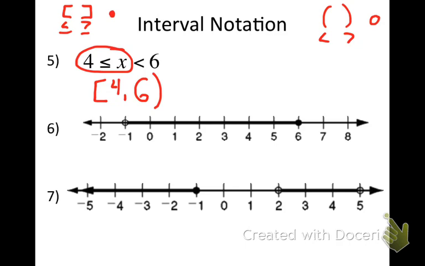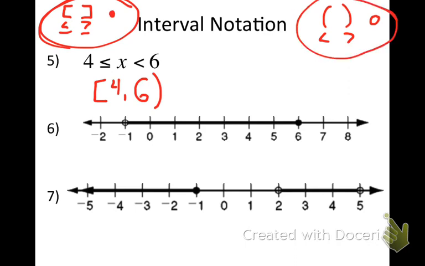It's including it. The next part here, x is less than 6. It's not less than or equal to. It's just less than. So it's everything up until 6. So that's where I use the parentheses. It's excluding the 6, but keeping everything before it. So here's kind of your keys right here. Using this identification here will help you out.